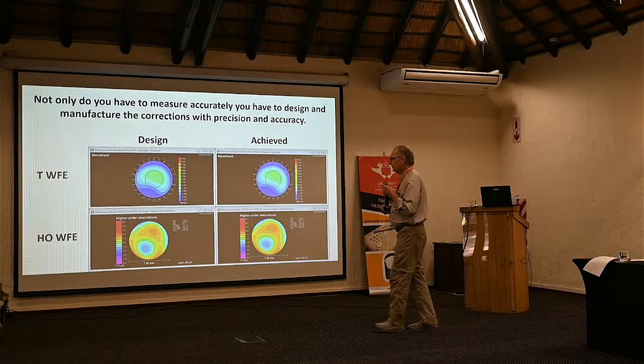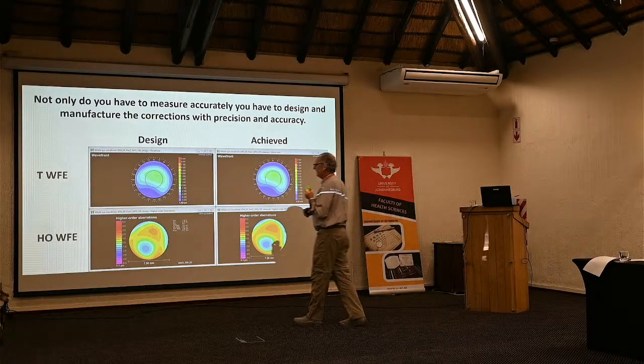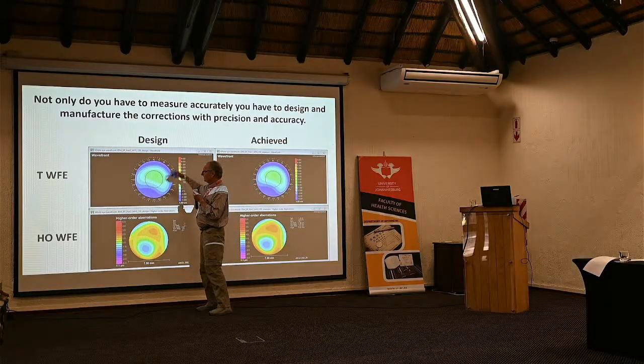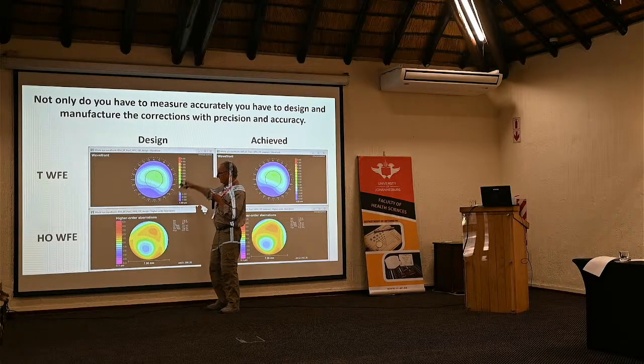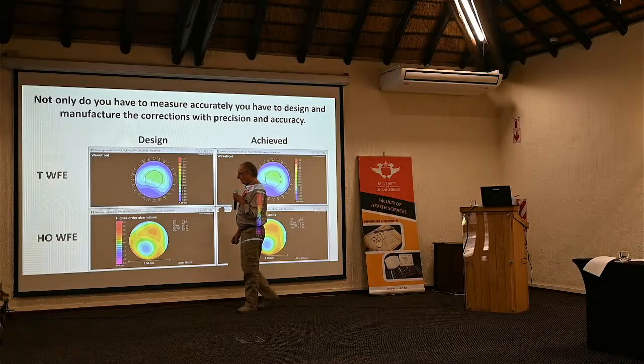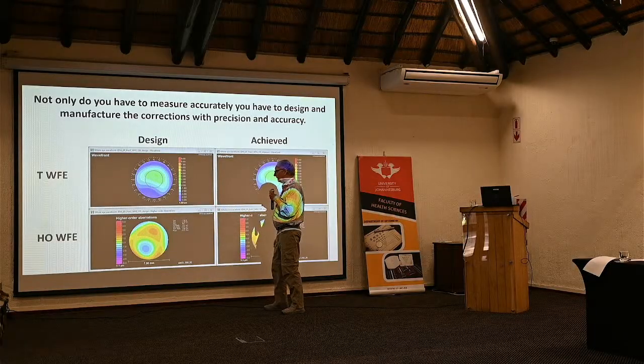So this is a pretty simple diagram. This is the design. This is what we wanted. This is the total wavefront error, including sphere and cylinder, so that's why you don't see all the detail. And this is just the higher order aberrations. And you can see clearly it's for a keratoconic eye. There's a lot of coma.